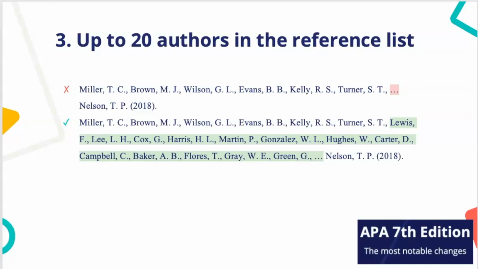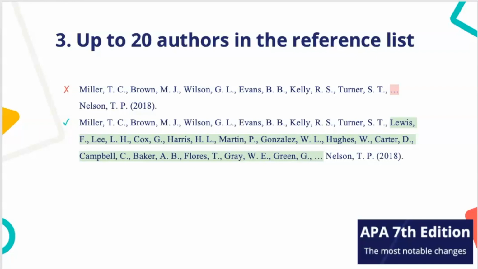Up to 20 authors can be included in the reference list, and if it is even more than that, then we use three dots and then the last author's name and then the year. Surnames and initials up to 20 authors; earlier it was only 7 that should be provided in the reference list.